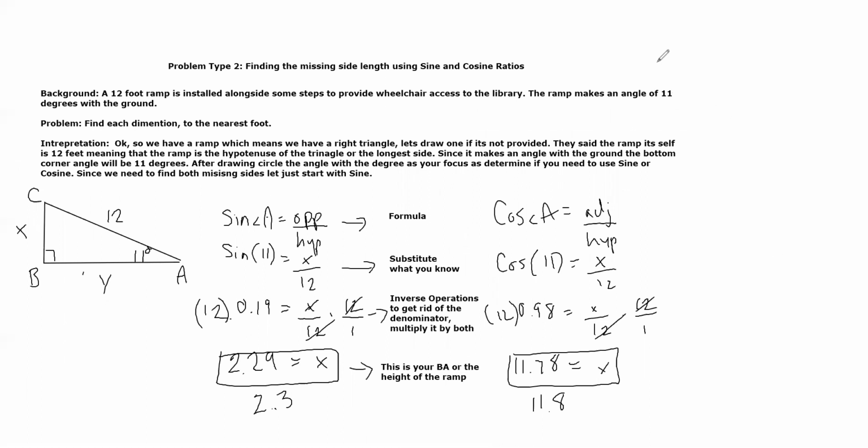Okay, problem type 2. That was the other kind, problem type 1. This is the second type of problem that you're going to find, right? This is the second type of example. Finding the missing side length using sine and cosine ratios, right?